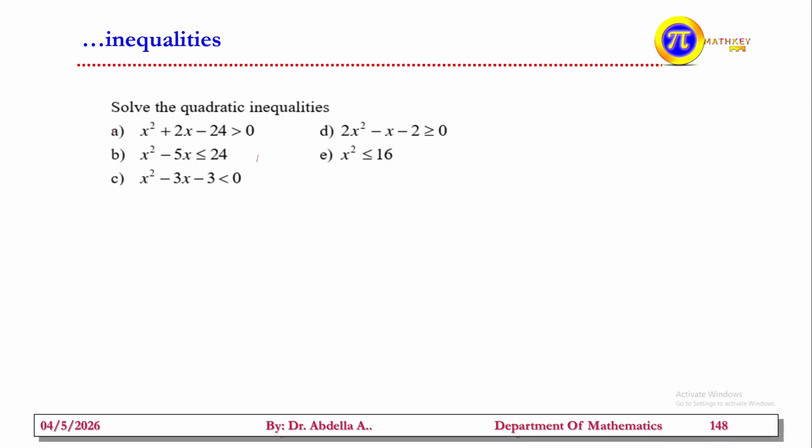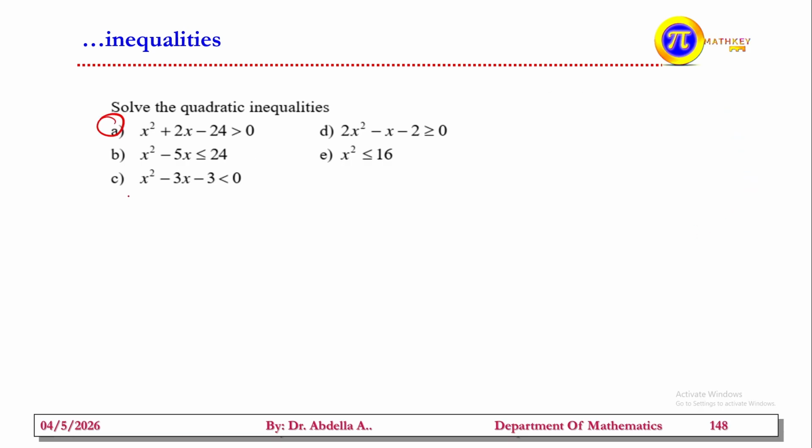Let us see this. It says that x squared plus 2x minus 24 greater than 0 is the first one. In this case, since it is quadratic, you have to express it in the form x minus a times x minus b, which is either greater than 0 or less than 0, greater or equal 0, less than or equals to 0. After that, it is better to apply sign chart.